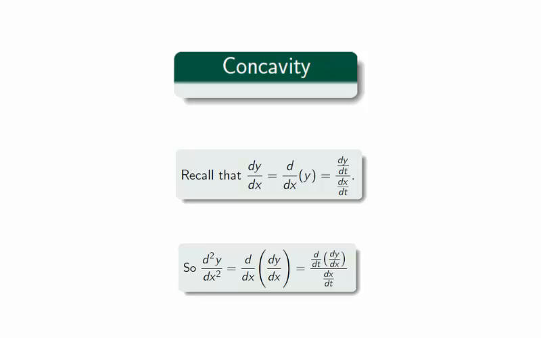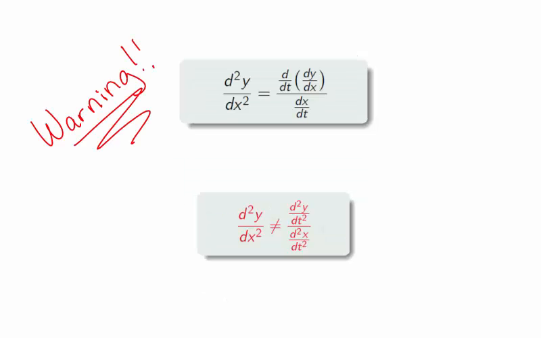Note that the second equation was obtained from the first equation by switching y with dy/dx in the first equation. We take this moment to issue a warning. Notice that d squared y divided by dx squared equals d/dt of dy/dx divided by dx/dt, and that d squared y divided by dx squared does not equal d squared y divided by dt squared, all divided by d squared x divided by dt squared, as you would initially expect.